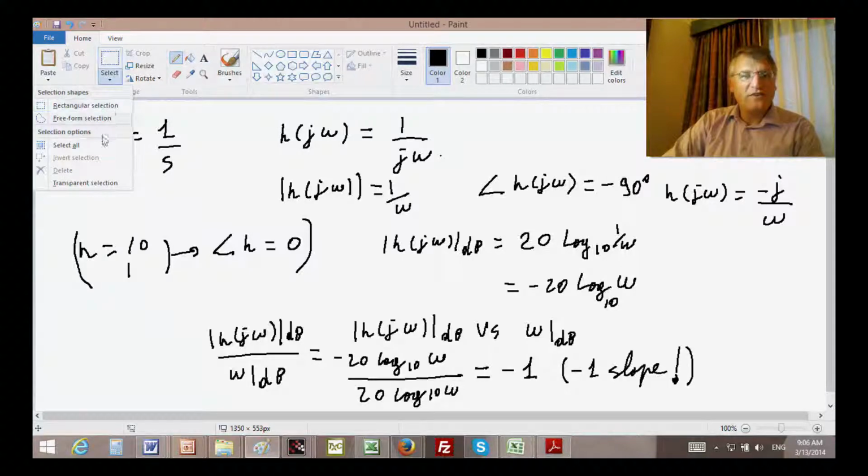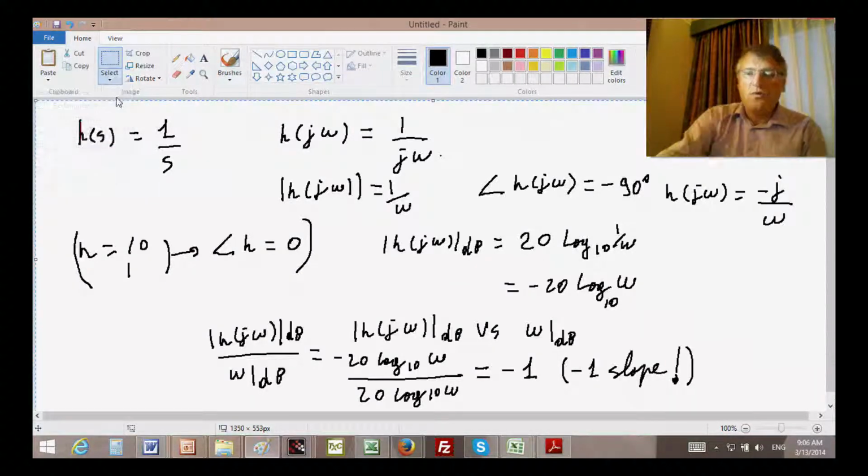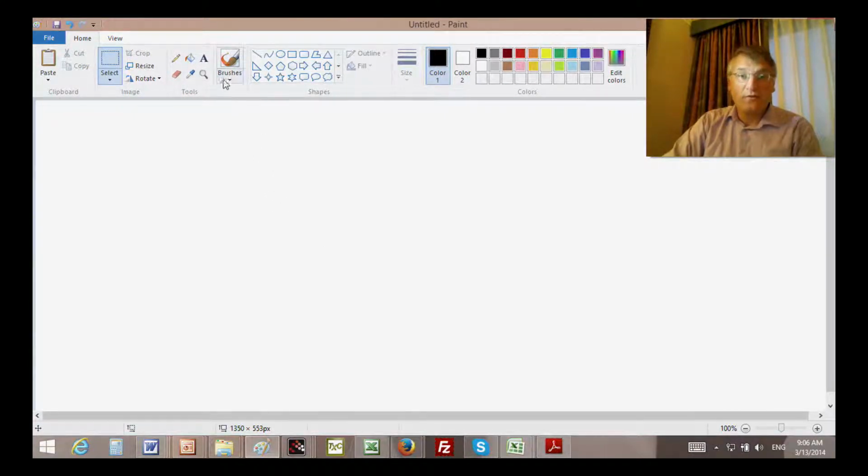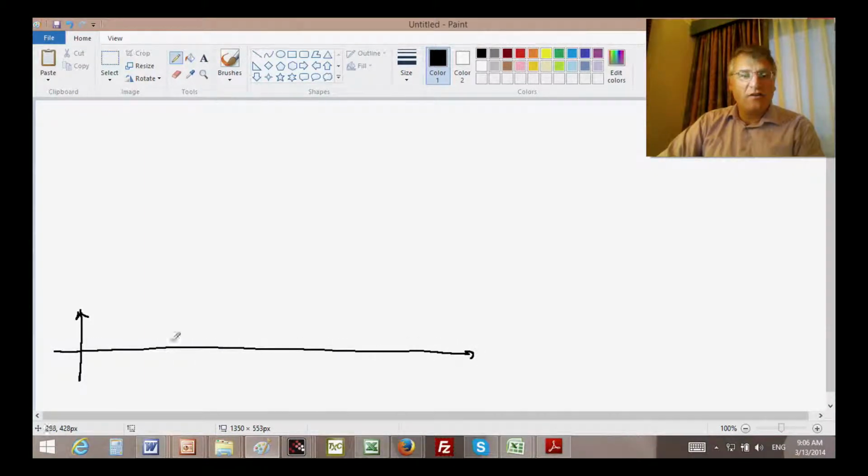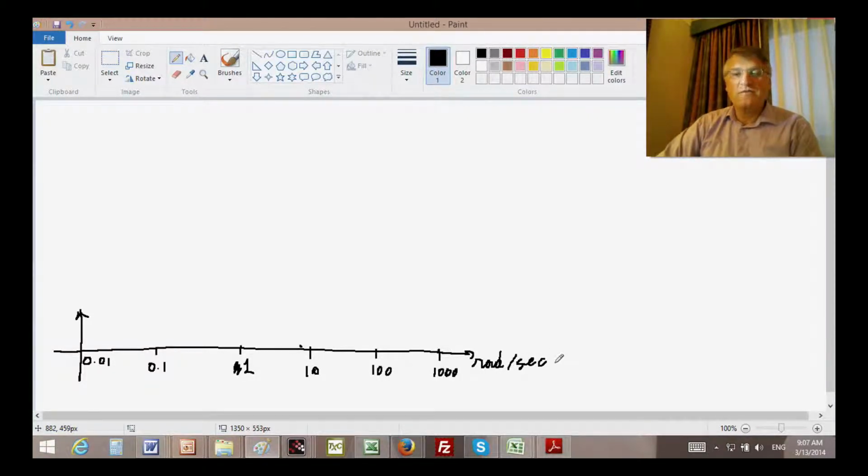Here is how our representations go. For H equal to 1 over omega, 1 over j omega, we can take care of the phase right away. We can use a log scale for omega, whereby we start at 0.01, then 0.1, then 1, then 10, then 100, then 1000 in radians per second, which is a little bit different from the hertz that you're going to see, but which is much more useful as far as hand manipulations are concerned.